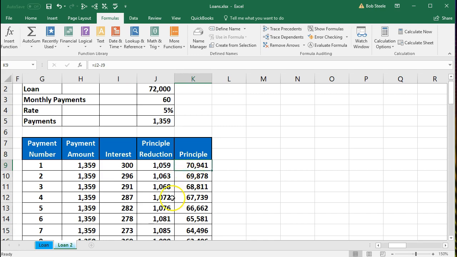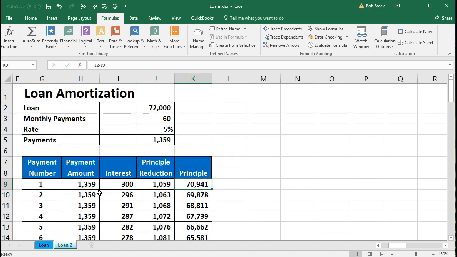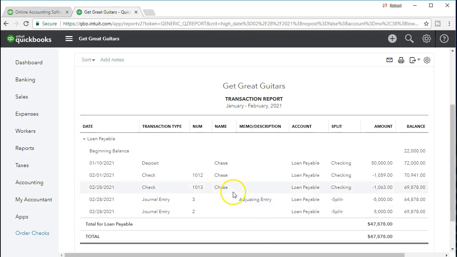So what's the point of this? Well, now we know where are we at this point in time? We've made a couple payments. If we look at our Excel here, or our QuickBooks file, back to the QuickBooks file, we've made these 2 payments. So what we're saying is we're looking at this after the second payment, and we're trying to determine how much we owe at that point in time, and how much is short-term versus long-term.